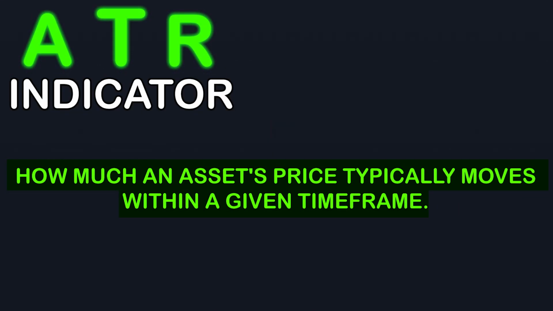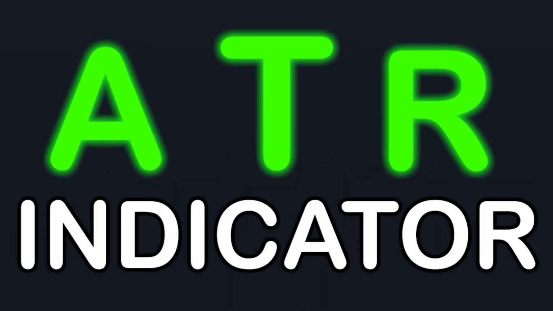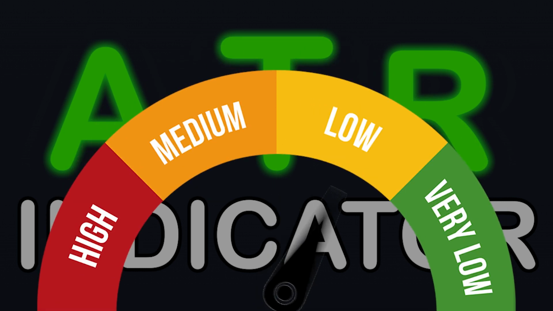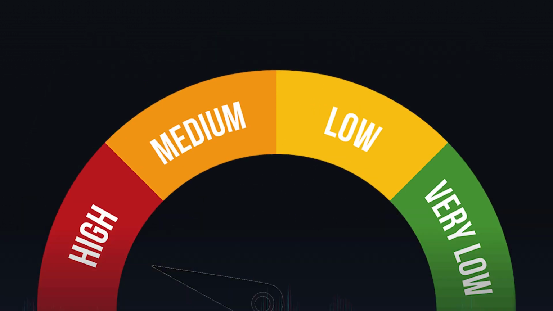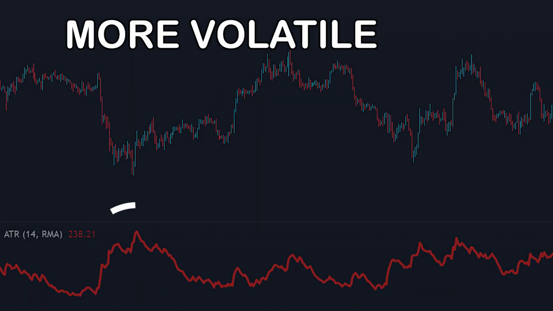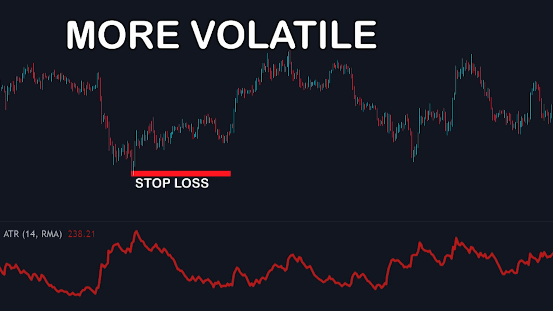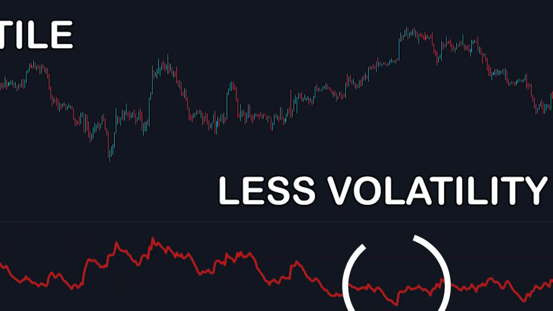Back to the video. The ATR indicator can be used in multiple ways. It can be used for volatility assessment. A higher ATR indicates that an asset is more volatile and may require wider stop-loss levels. Conversely, a lower ATR suggests less volatility and tighter stop-loss levels.